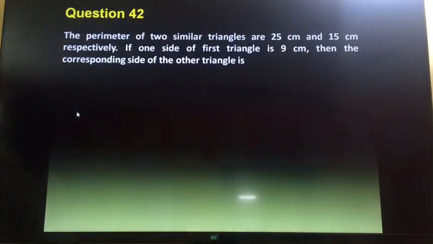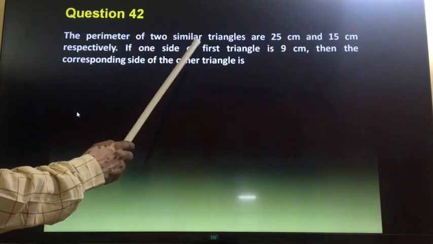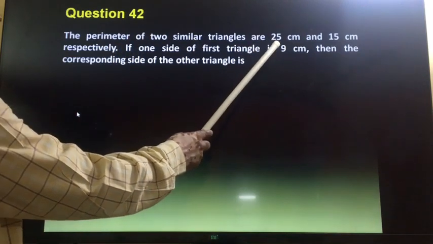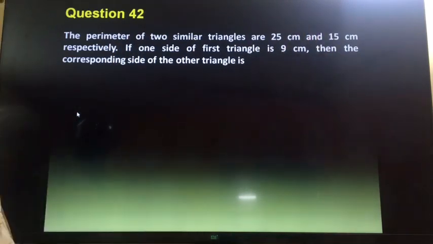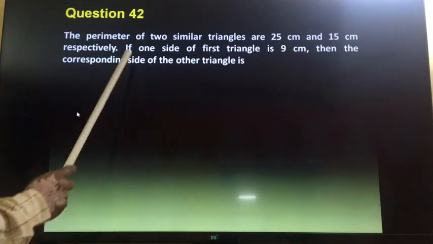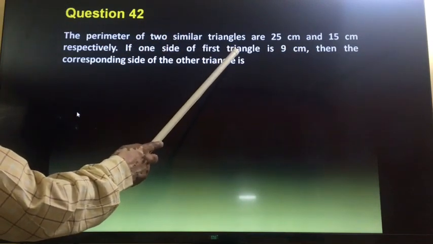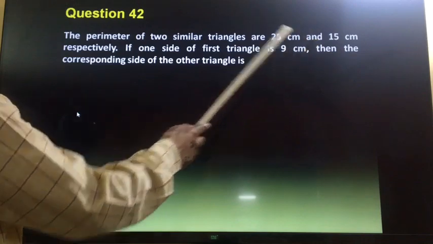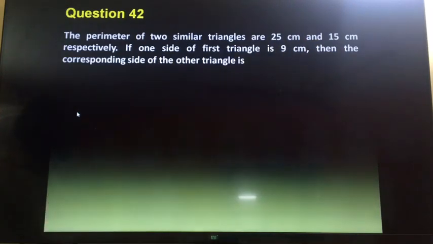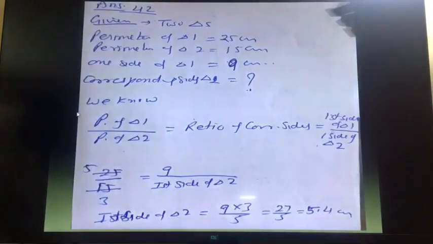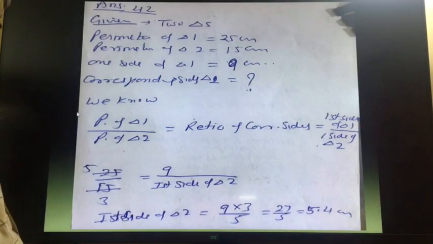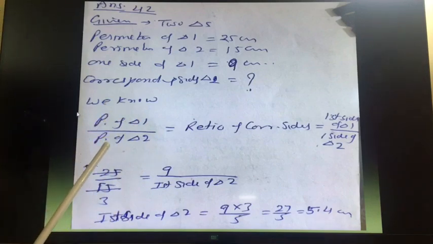Now you come to question number 42. The perimeters of two similar triangles are given as 25 centimeter and 15 centimeter respectively. If one side of the first triangle is equal to 9 centimeter, then we have to find out the corresponding side of the other triangle. So what is given here? Perimeters are given and one side of one triangle is given, and the corresponding side of the other triangle we want to find out. So for this we should learn this formula.